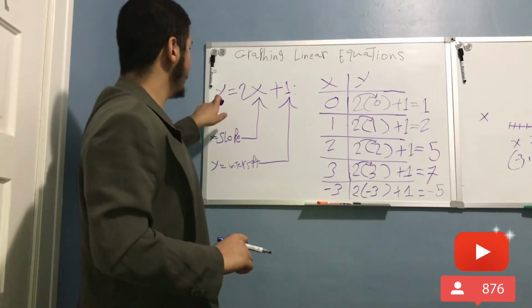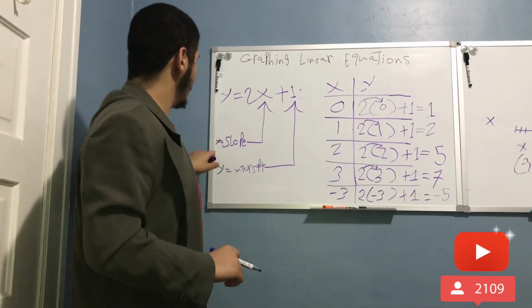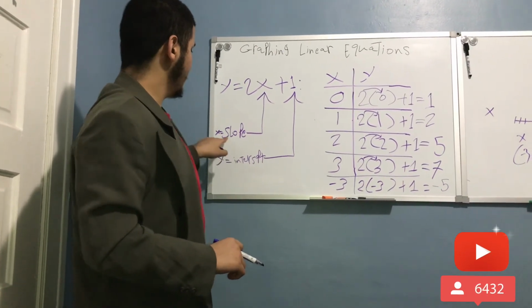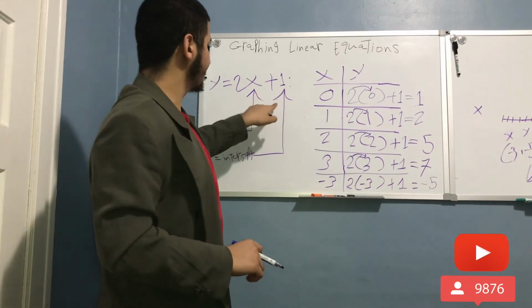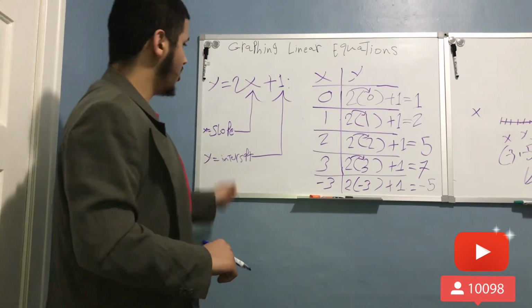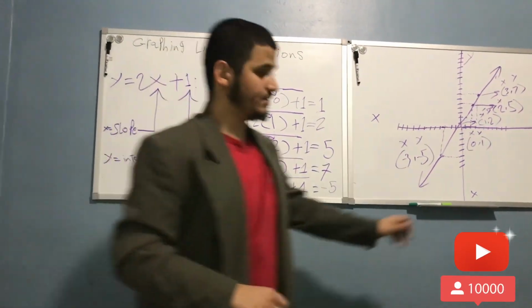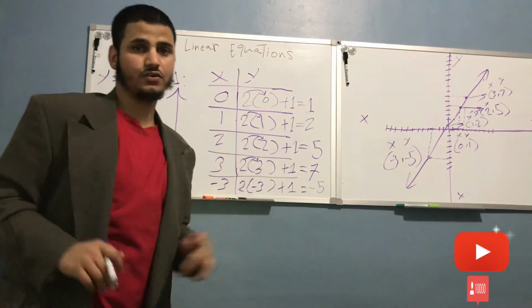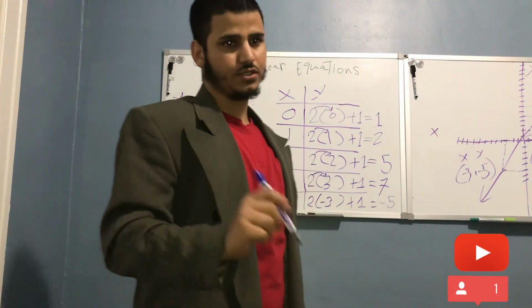So always remember graphing linear equations. It has the x and y, the slope and y-intercept. The slope is this one, the x, and the y-intercept is the 1. I hope you understand this method and how I graph it. As I told you, I did it point by point.